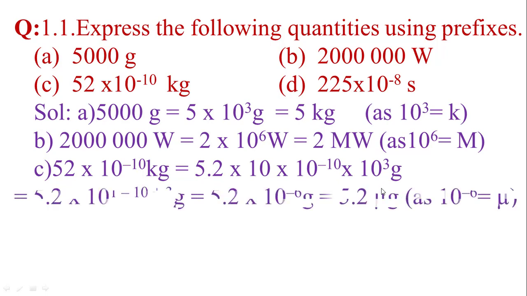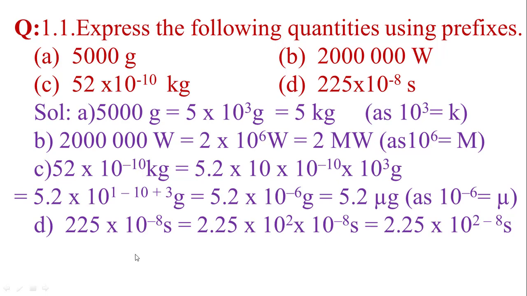Now adding the powers, the final answer is 5.2 multiplied by 10 raised to power 1 minus 10 plus 3. 1 plus 3 is 4, 4 minus 10 is equal to minus 6. Then we write 5.2 multiplied by 10 raised to power minus 6 gram. We know that 10 raised to power minus 6 is equal to micro. So putting this value, the answer will be 5.2 microgram.